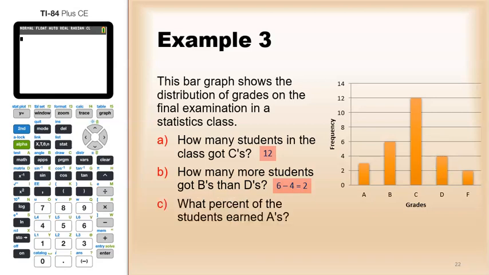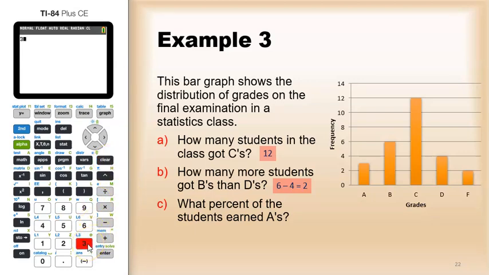And in terms of what percent, I know there are 3 students that got an A. Now, what I need to know is how many students there are overall. So it'll be 3 divided by the total number of students. There are 3 A's, 6 B's, 12 C's, 4 D's, and 2 F's. So let's say 3, up, clear.